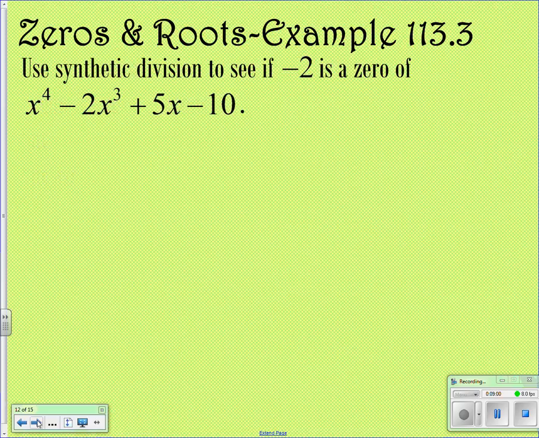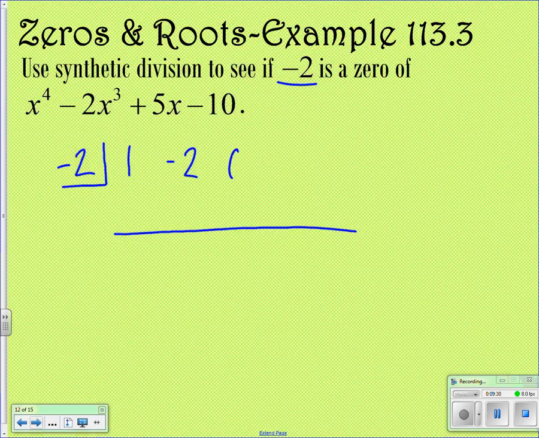So we want to use synthetic division to see if -2 is a zero of this polynomial. Now, whenever they tell us to use -2, or to see if -2 is the zero, the number we put in our box is going to be -2. It wasn't x minus 2, it was just -2. So we use exactly what number they give us. We're going to use our coefficients for our synthetic division. So we're going to have a 1, -2. We're missing an x squared term, so we put a 0. And then 5 and -10.